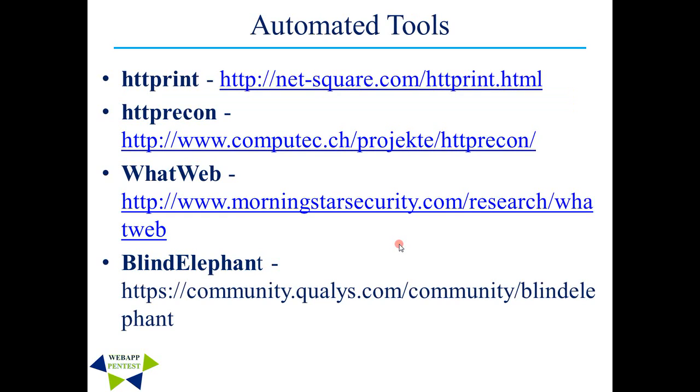The last one in this module is automated tools. If you do not have the time, or if you want to automate information gathering, you can try out a number of automated tools like httprint, httprecon, WhatWeb, Blind Elephant, etc. These tools have complex filters that can help you gather information quickly in a short period of time.